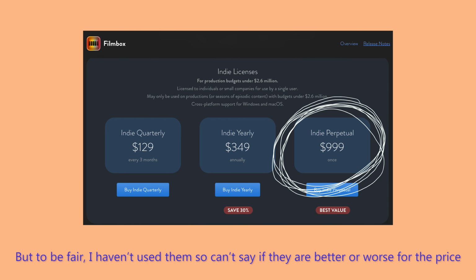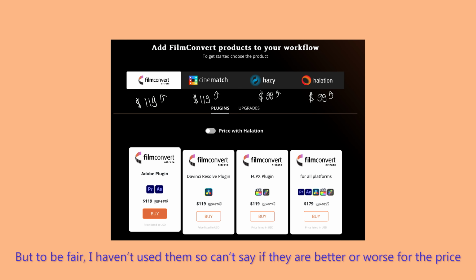But then again, I've done some light research and seeing the competitors, for example, Film Convert or Filmbox is charging very similar price. With Filmbox, you're paying like around $1,000, whereas Film Convert, you're paying roughly around $400 for the whole package, which is very similar. So Dehancer's pricing seemed to be very in line with what the market is offering.